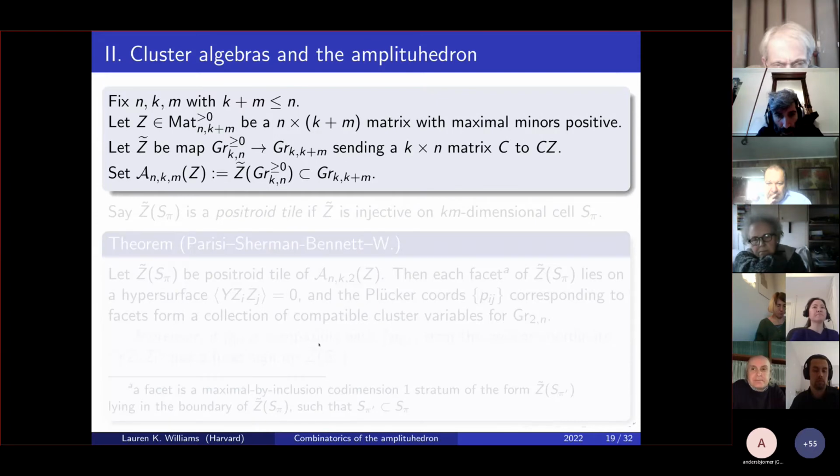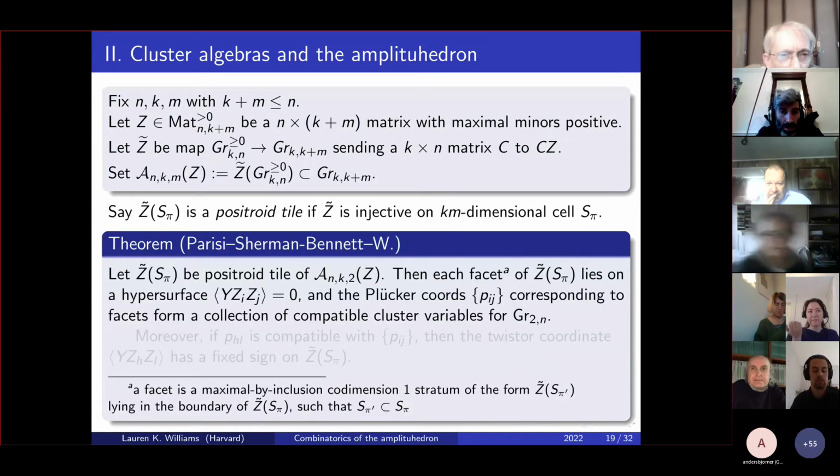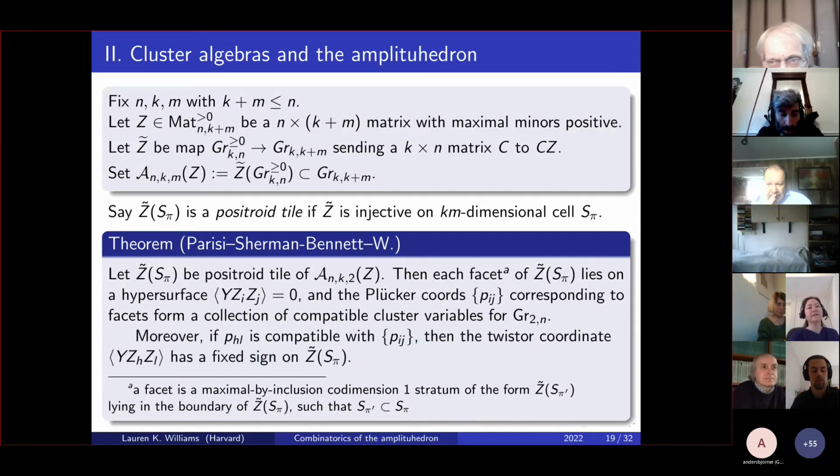Okay, so anyway, the theorem is true, and moreover, this collection of facets won't in general give a full cluster for G2n. Our collection of diagonals won't form a full triangulation of the n-gon. But if we look at any other Plücker coordinate compatible with the collection formed from our facets, then the twistor coordinate will have a fixed sign on the positroid tile.